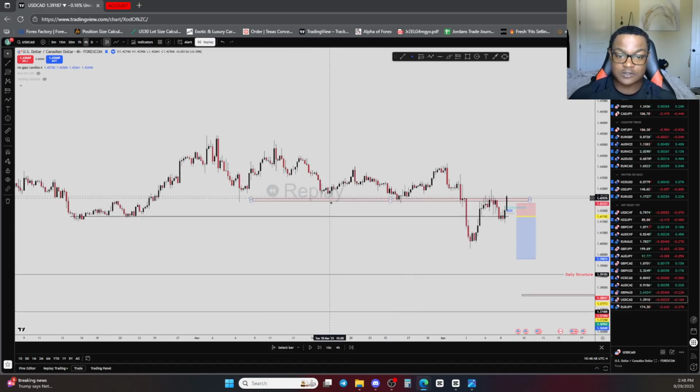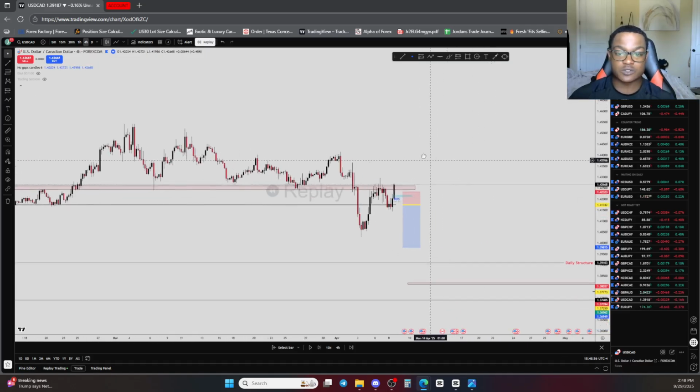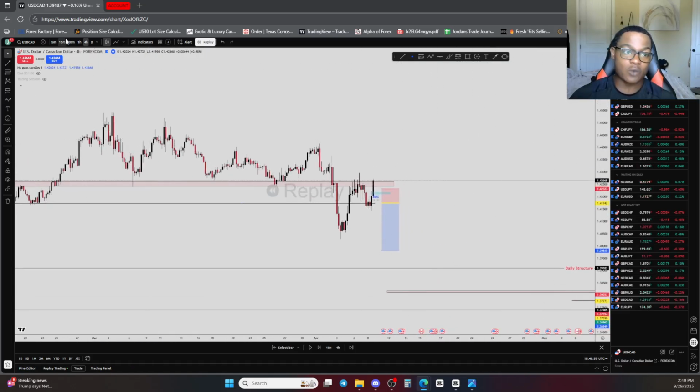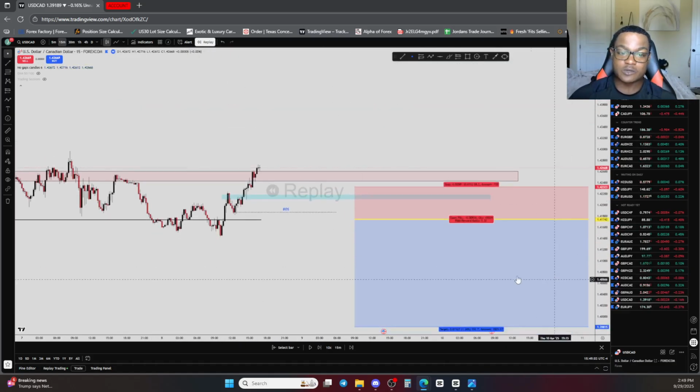I have 1, 2, 3. If I continue to drag this area out towards the left, we have 4, 5, 6, 7 rejections, well more than 2 rejections towards this zone, which is good. I then waited for the 15-minute time frame to present me the switch of structure.